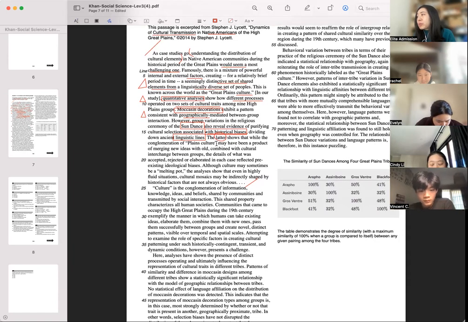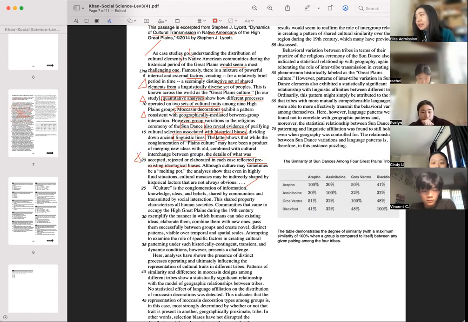conglomeration of plain culture may have been a product of merging new ideas with old, combined with cultural interchange between groups, the details of what was accepted or rejected or elaborated in each case reflect pre-existing ideological bias. If you get it, awesome. If you don't get it, fine, highlight that.